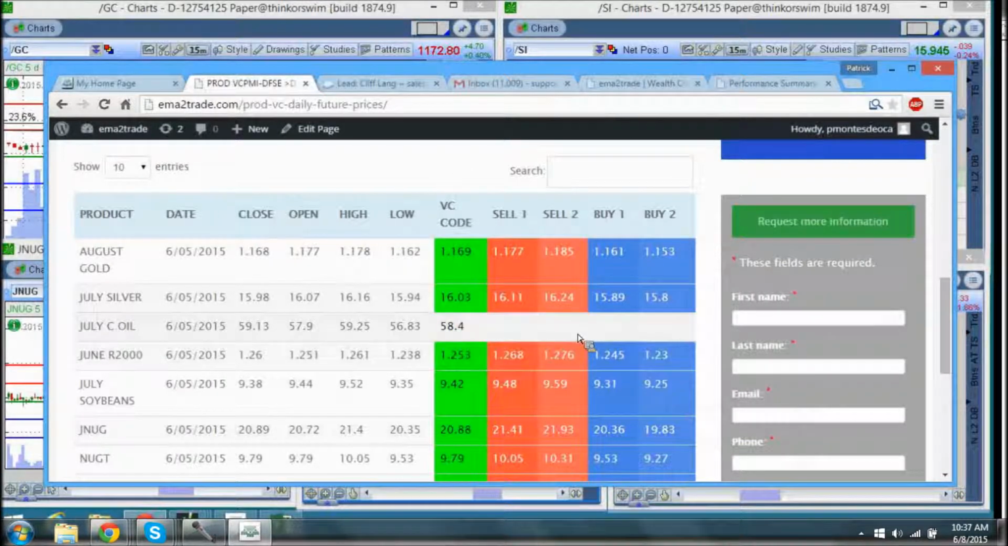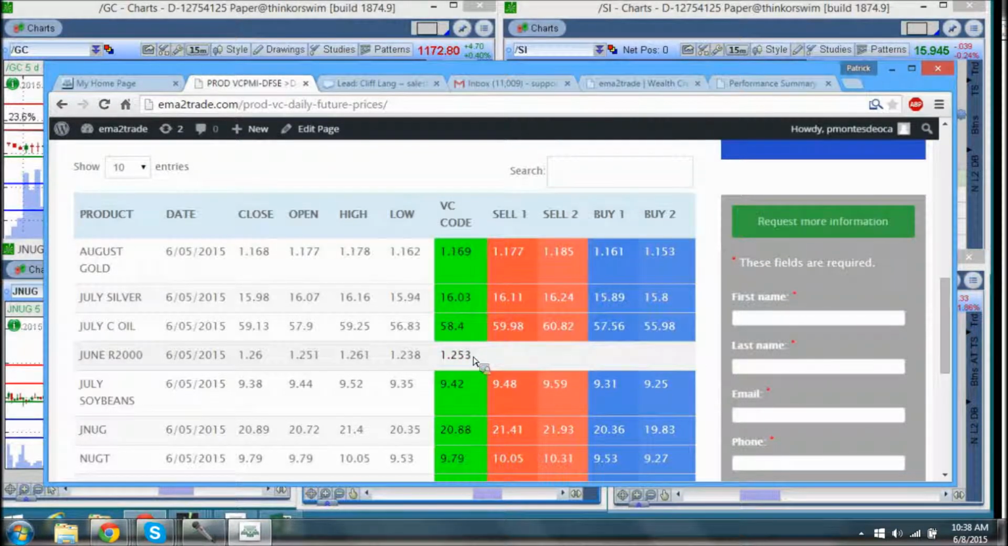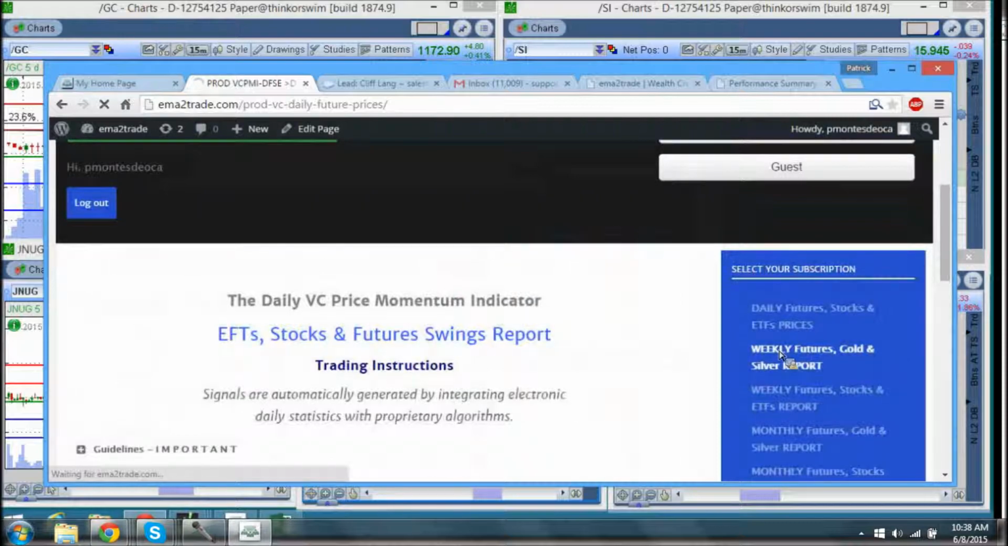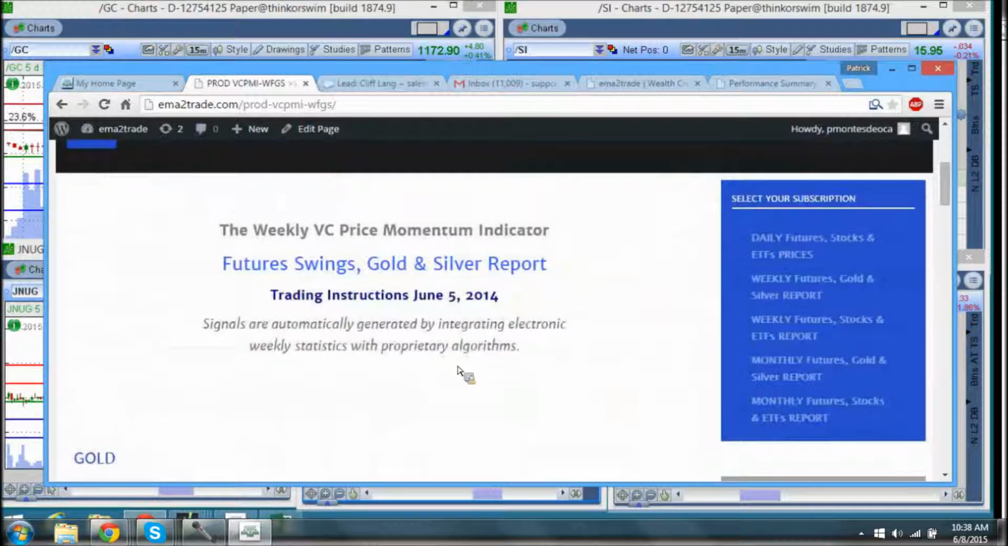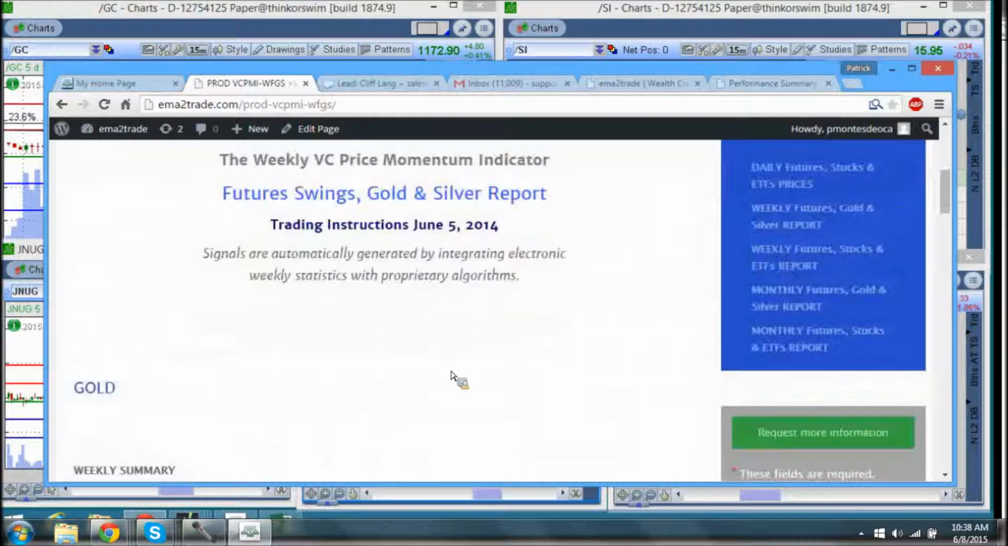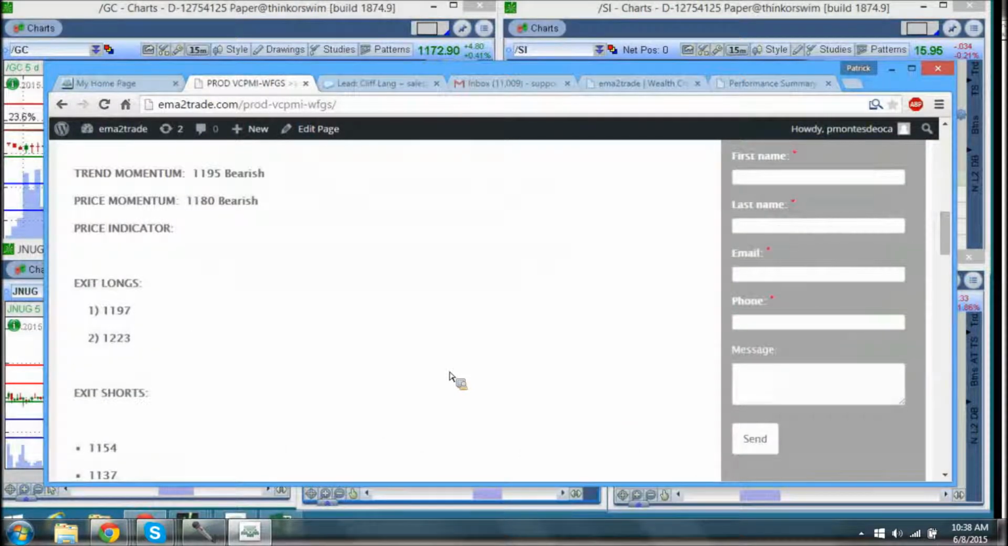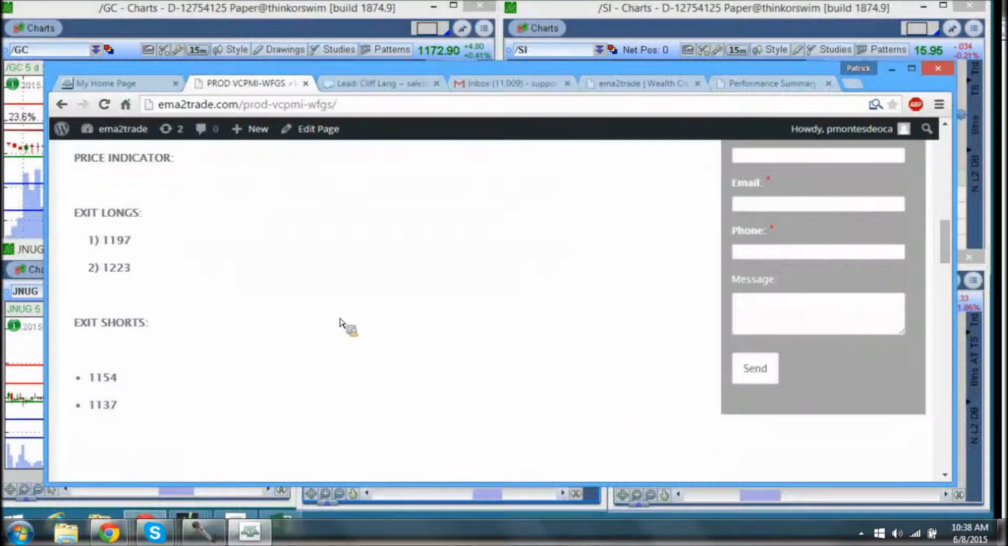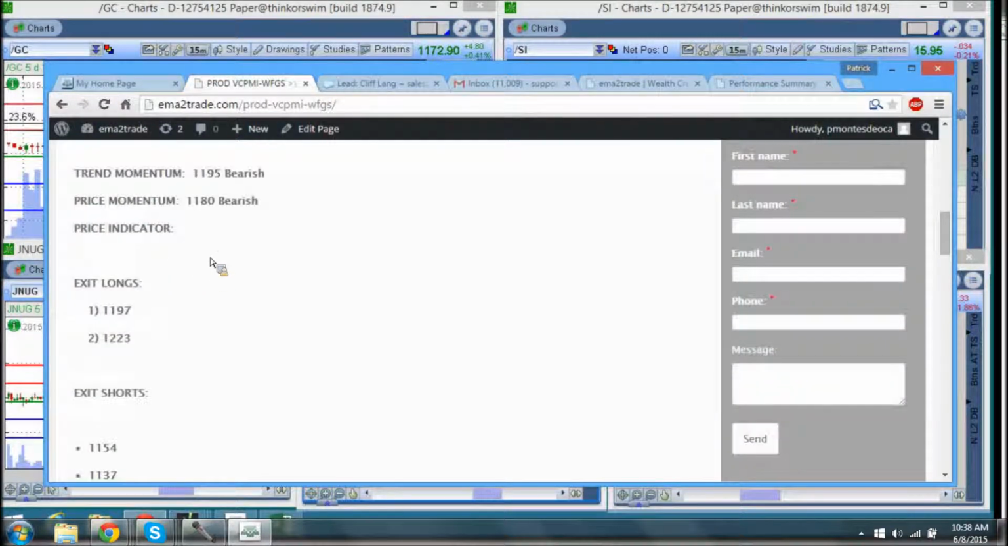In addition to these daily algorithms that you see here, which clearly identify for you entry points and exit points as well as stops for day trading, we publish a weekly report, which is called the Weekly Futures Gold and Silver Report, that gives you a swing trading signal for the following week. These are levels that you can use to initiate swing trade positions that will last anywhere from 1 to 5 days. And in here, very specifically, the summary tells you the sentiment of the market.